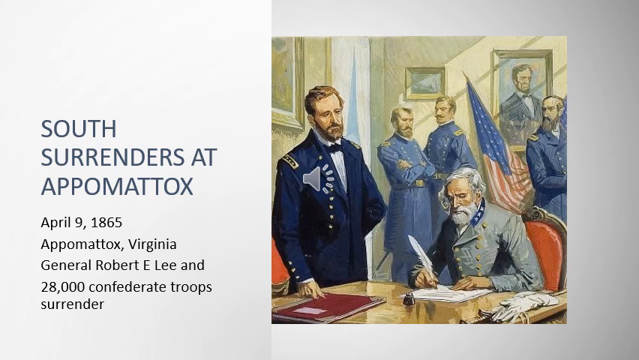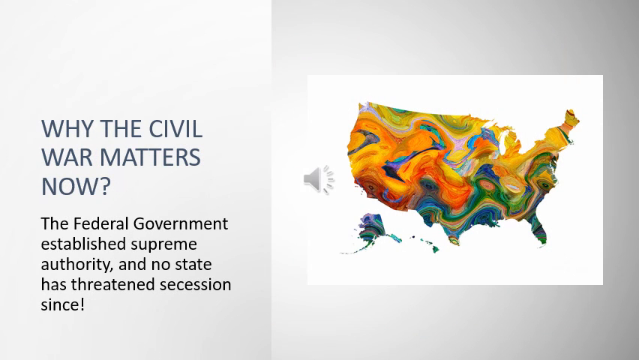The Southern States surrender at Appomattox on April 9, 1865, in Virginia, as General Robert E. Lee and 28,000 Confederate troops under his command surrender to General Ulysses S. Grant.